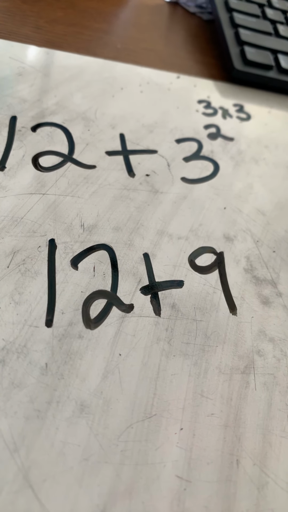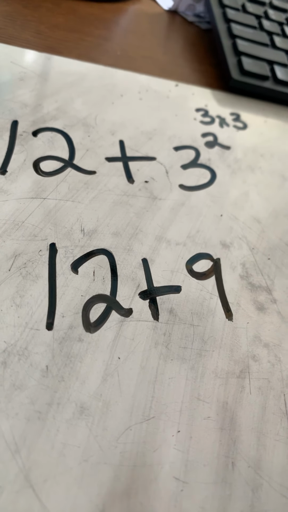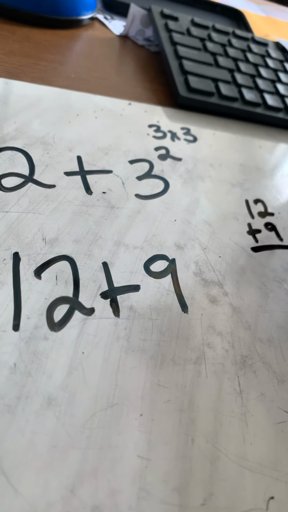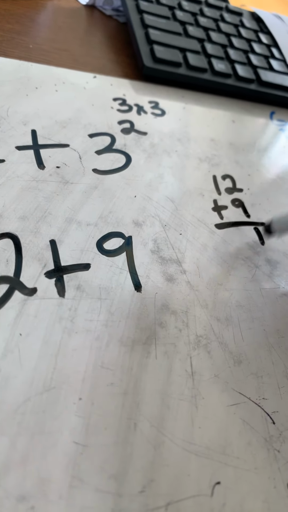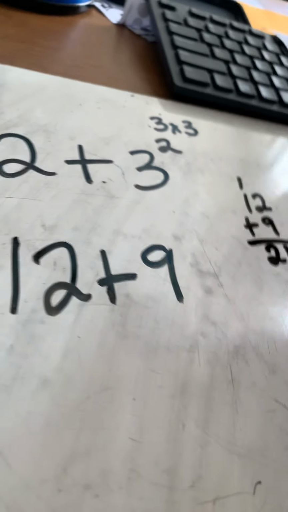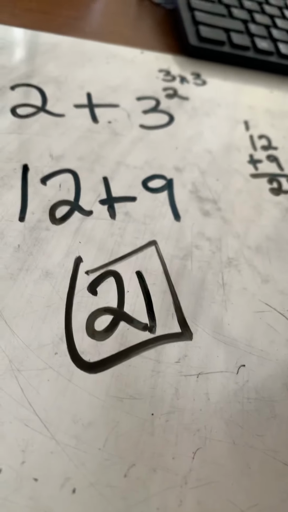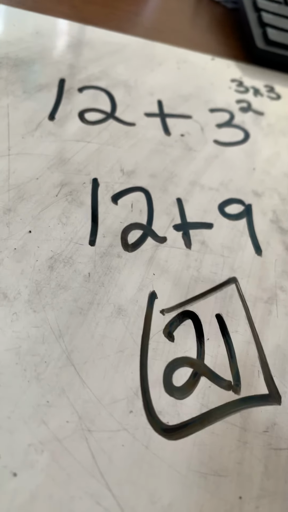And now I'm going to add these together. So 12 plus 9, I'm going to do it this way. 9 plus 2 is 11. Carry the 1. 1 plus 1 is 2. So my answer is 21. Okay.